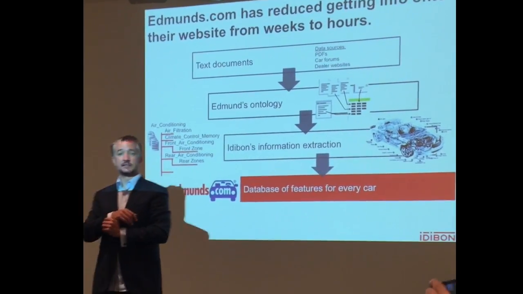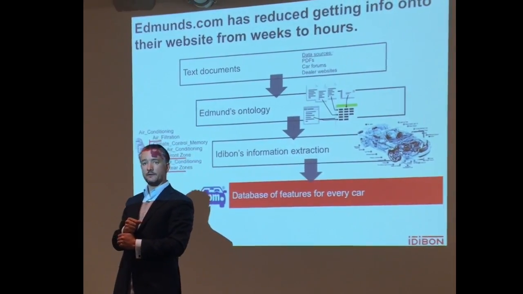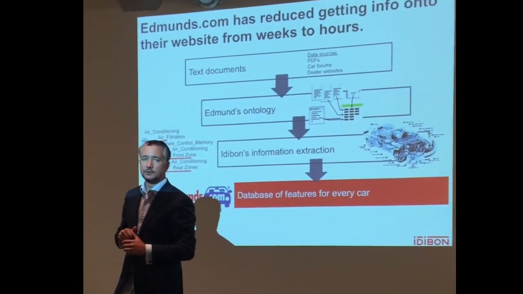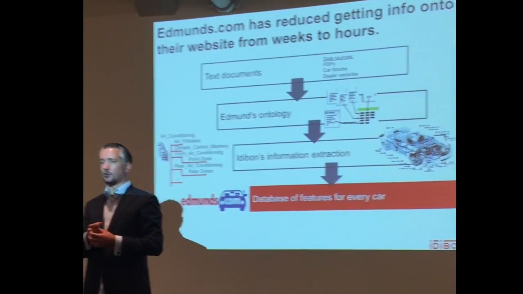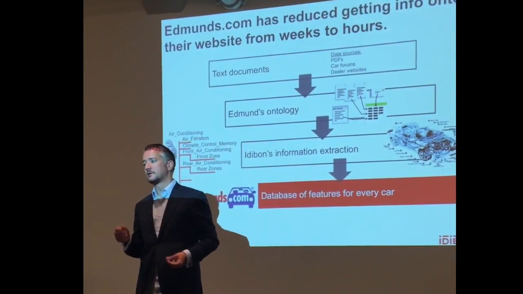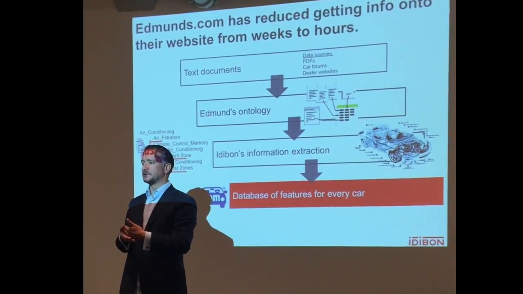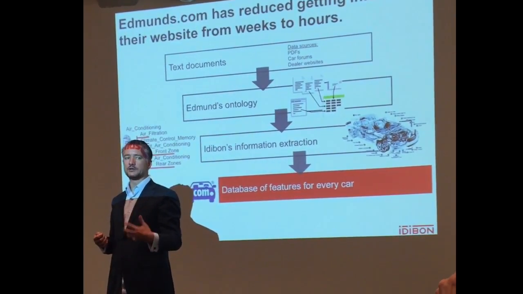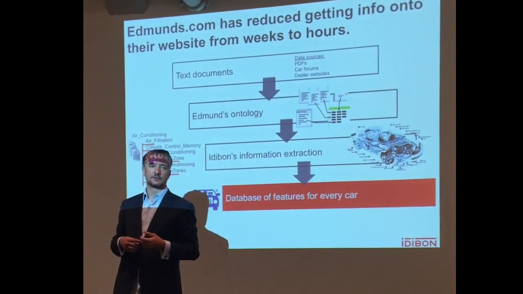So a real-world use case here. Edmunds.com is the most visited site in the world for information about car features, and we power the database behind that website. So looking at PDF documents about different cars, Idibon is able to pull out, for example, when someone is talking about air conditioning or climate control or front and rear zones, that we're talking about the same thing. There's different phrases that people use across different makes and models. We help Edmunds normalize that so that they can serve on their website information about what a car should cost across 5,000 different features, regardless of what those features are called on different makes and models.